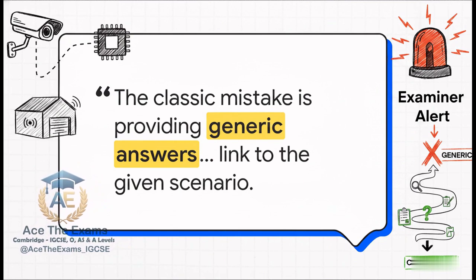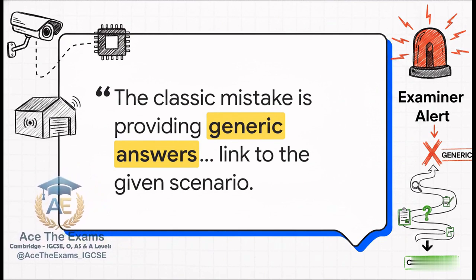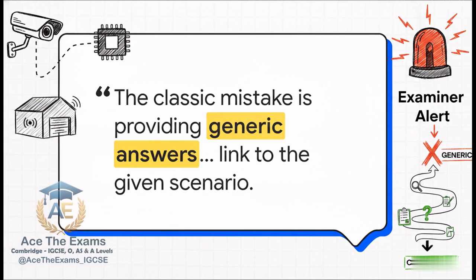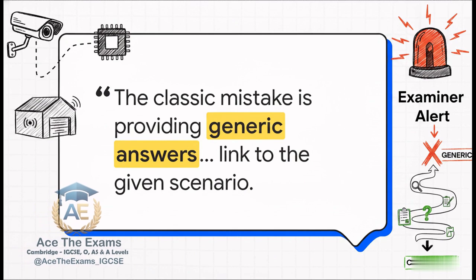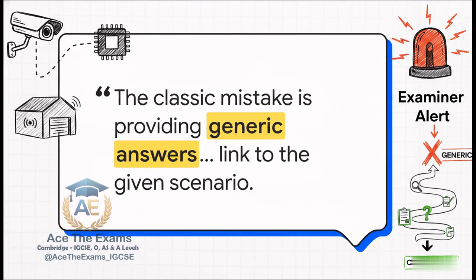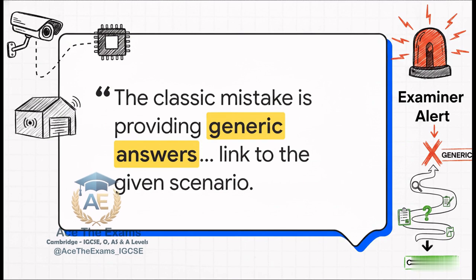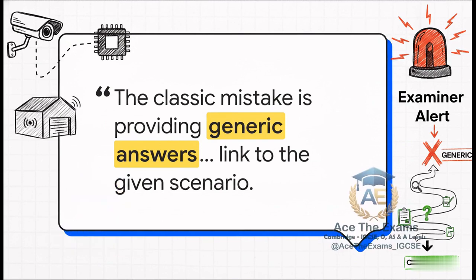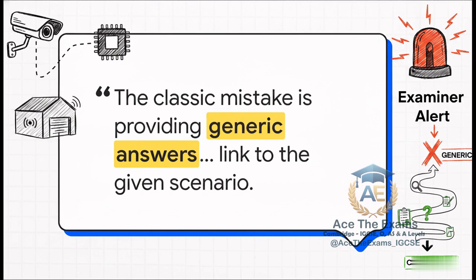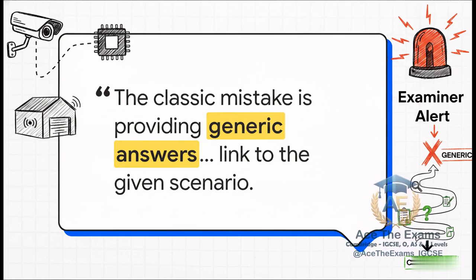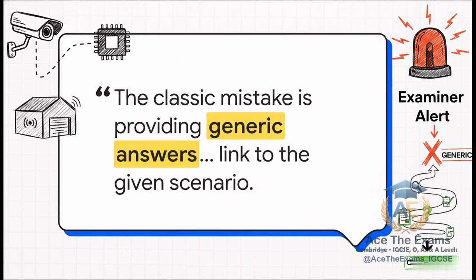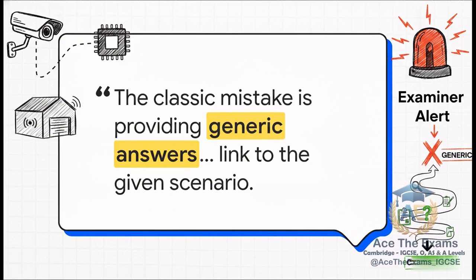The examiner alert is flashing bright red for us right now. They say, always link every point to the given scenario. Listen to how this plays out in reality. If you write, the sensor sends data to the microprocessor, you get 0 marks for context, none. But if you take a breath and write, the infrared sensor detects the physical motion of the intruder in the secure warehouse and sends an analog signal to the ADC, which converts it to discrete digital data for the microprocessor to analyze, boom, you are suddenly securing those top-tier marks. The examiner desperately needs to see that you aren't just reciting a textbook from memory, but that you are actively solving the unique, specific problem presented on the page right in front of you.